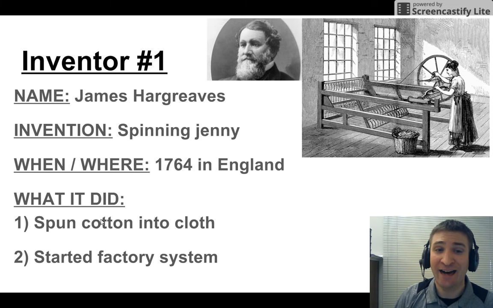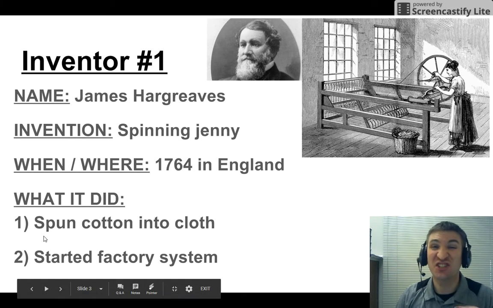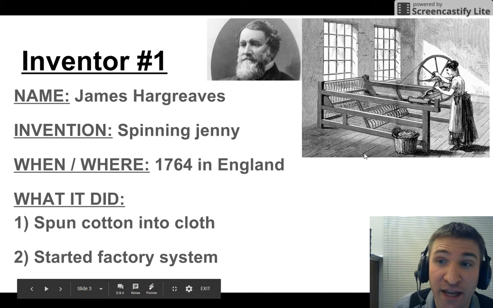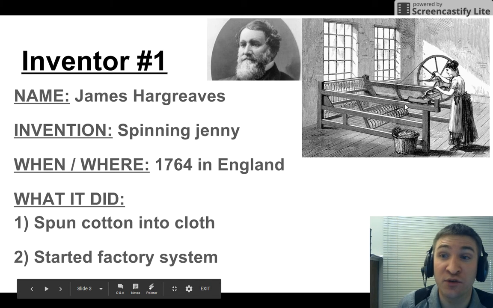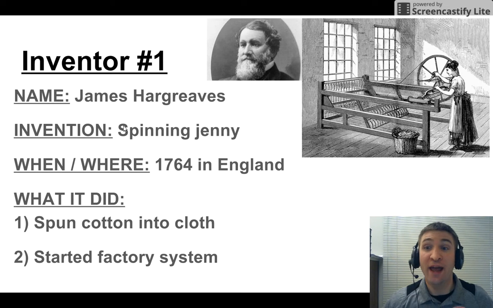And two, it started the factory system. Here you see a picture of a woman using this spinning jenny, making cloth quickly, and these were put into a room, and that's how cloth production becomes mass produced.